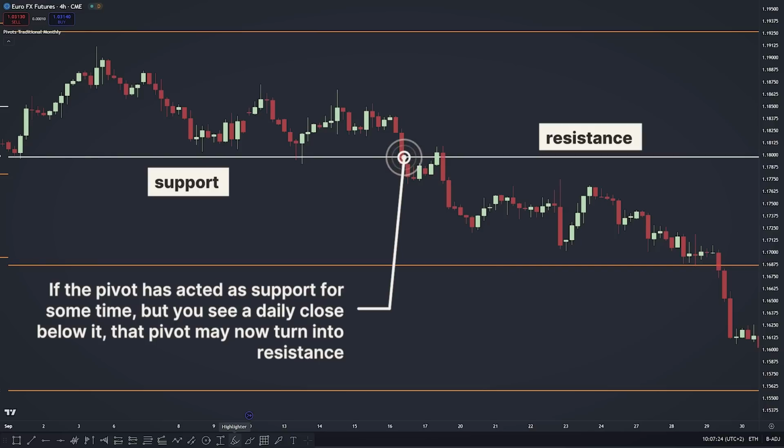Try not to jump in without a pattern. Wait for some sign that the price is responding.